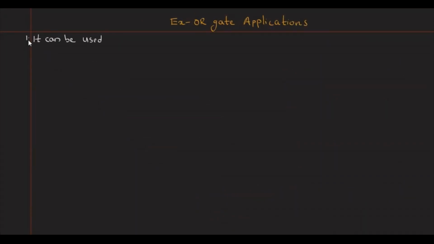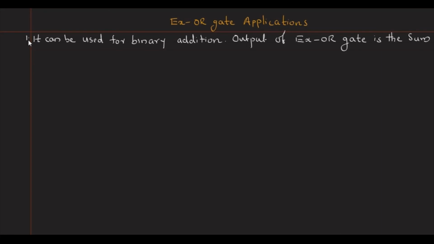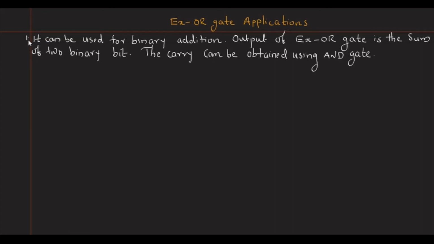What are the applications of exclusive OR gate? An XOR gate can be used for binary addition. The output of an XOR gate is equal to the sum of two binary bits. The carry can be obtained using AND gate. The output of an AND gate is equal to the carry resulting from binary addition.